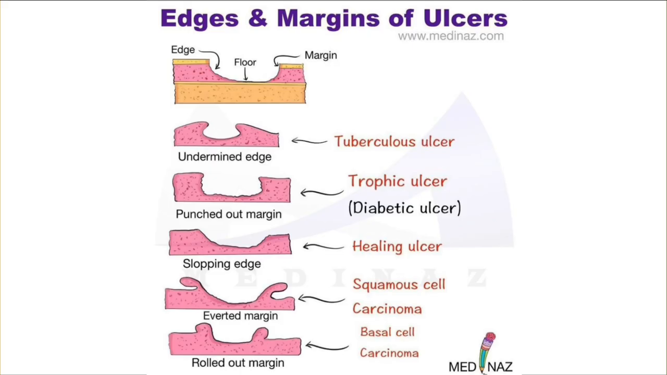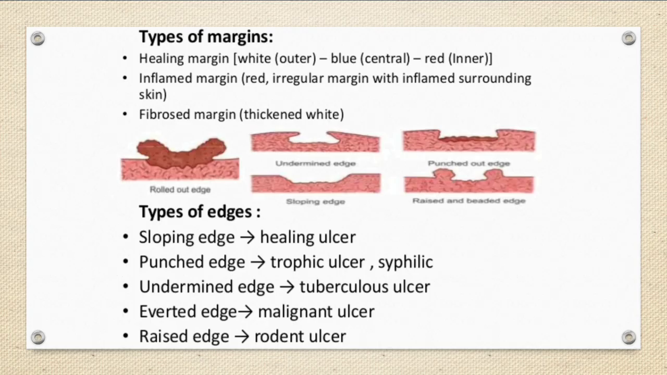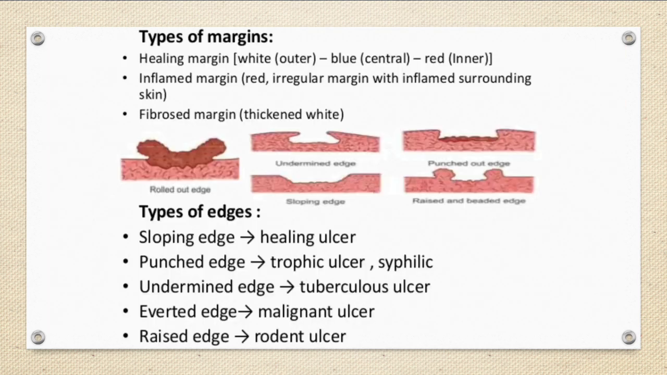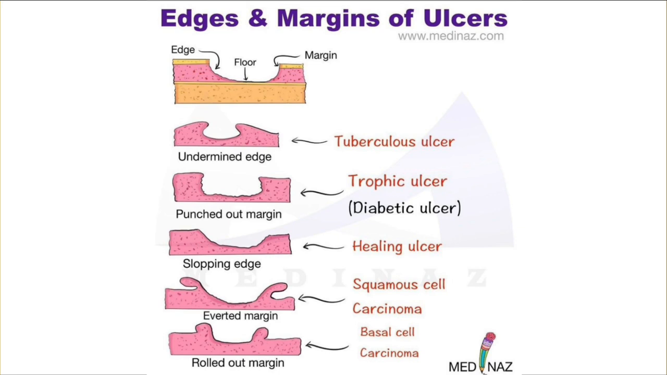Regarding the edge of the ulcer, the edge is the area between the margin and floor. It can be an undermined edge, just like this. This occurs in tuberculous ulcers. It can be a punched out margin, you can see it, in a trophic ulcer or diabetic ulcer. A sloping edge can be in a healing ulcer, an everted margin is in squamous cell carcinoma, and a rolled margin is in basal cell carcinoma.